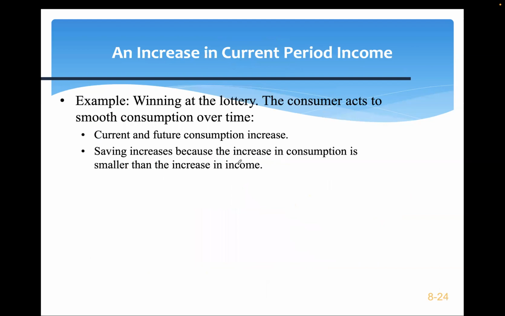So now let's see. Now that we can use this model, we can understand some interesting phenomena. First, what happens if there's an increase in current period income? For example, what is current period income? Usually we should say this is a temporary increase. So what is an example?